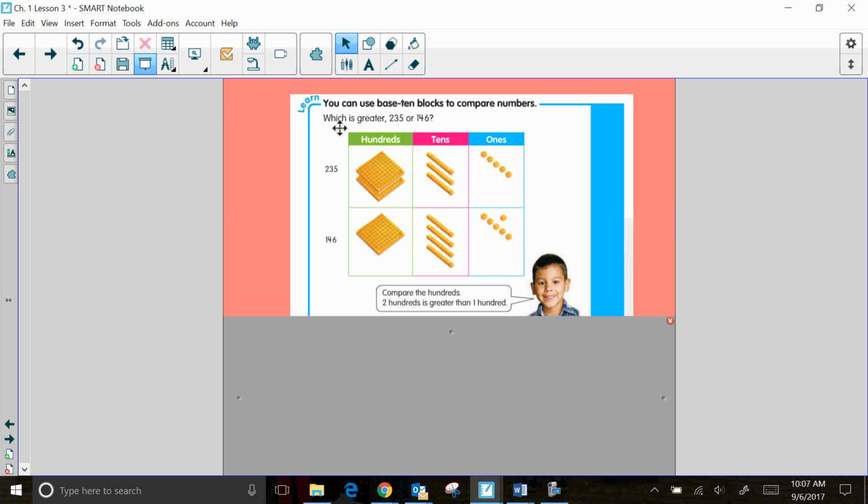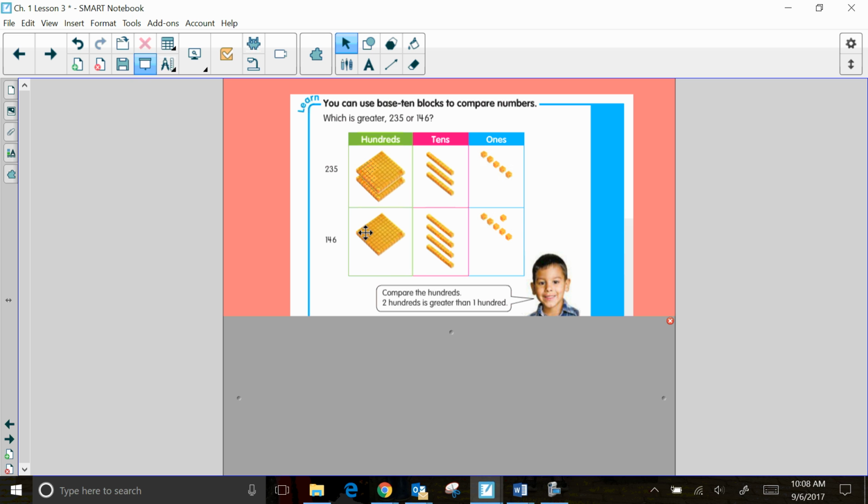You can use base 10 blocks to compare numbers. Which is greater, 235 or 146? When we build our numbers with base 10 blocks, we break them apart per place value. Looking at the number 235, I have 2 hundreds, 3 tens rods, and 5 ones. In 146, I have 1 hundred flat, 4 ten rods, and 6 single units.